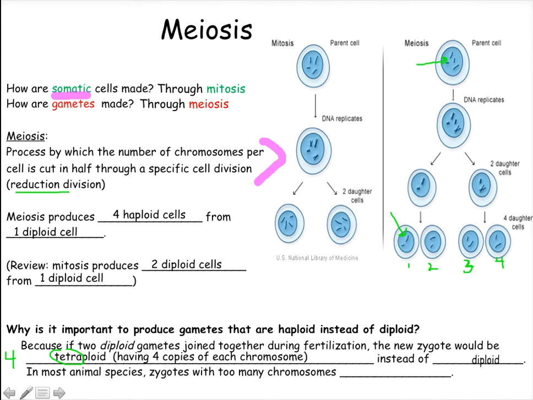And so what's the problem with this? In most animal species, zygotes with too many chromosomes, like four copies of each, which is way too many chromosomes, do not survive. So in order to make viable offspring, we do need to make sure that we have a way to make our gametes haploid instead of diploid.